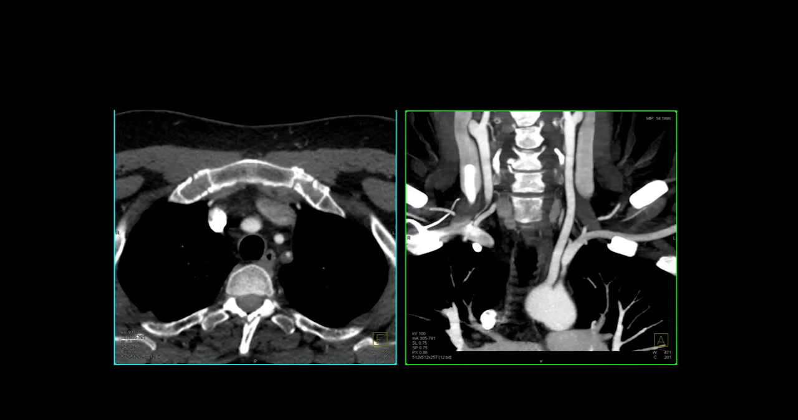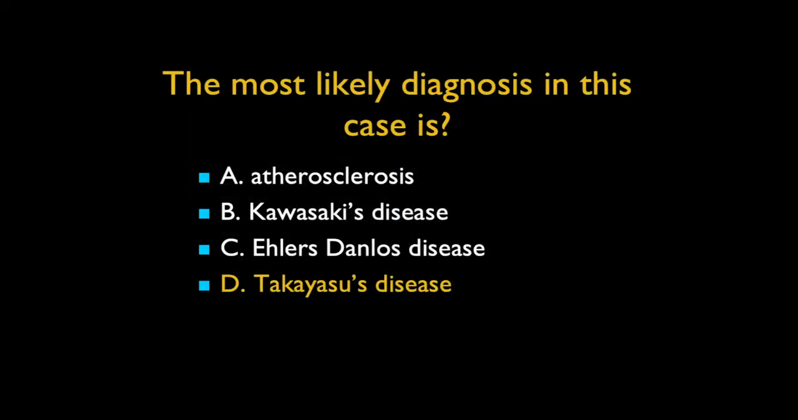Ehlers-Danlos gives you aneurysms typically, though it does give you strictures as well. Not a great location. Kawasaki's, think of coronary arteries, but Takayasu's, thickening of the vessel wall. The most common vessel involved is the left subclavian, and you have your diagnosis, Takayasu's aortitis.